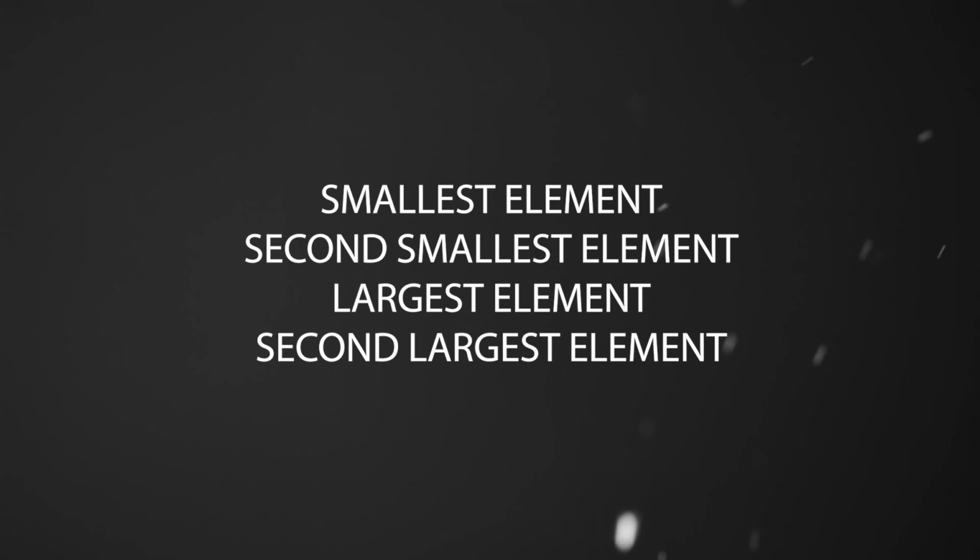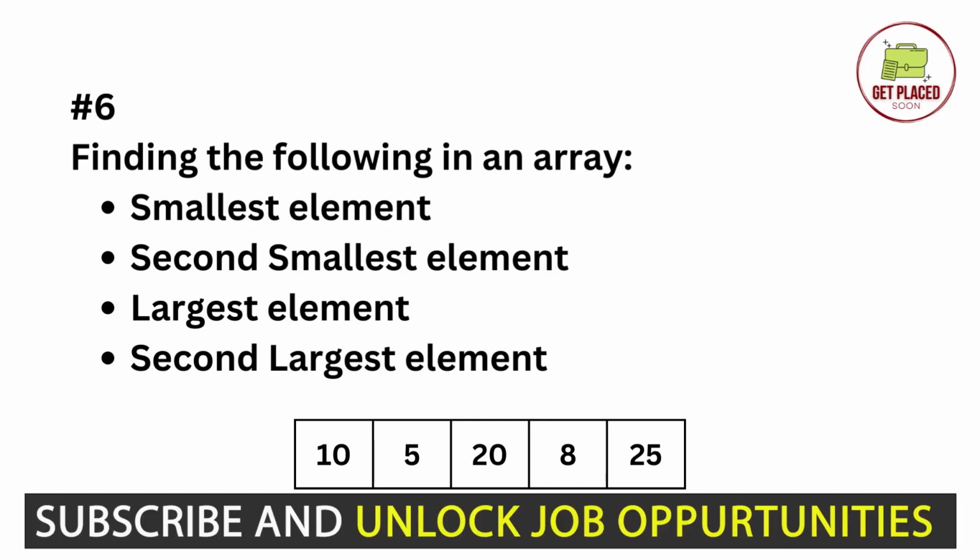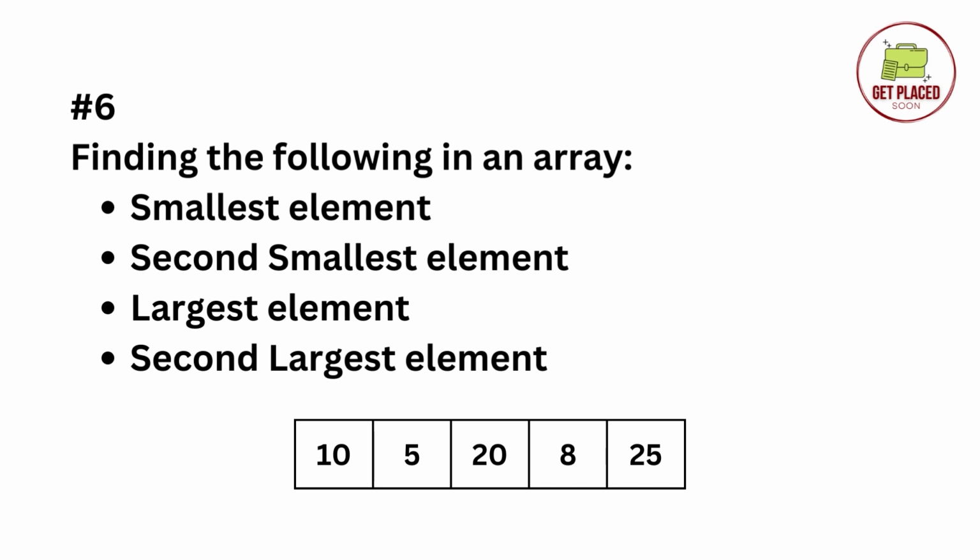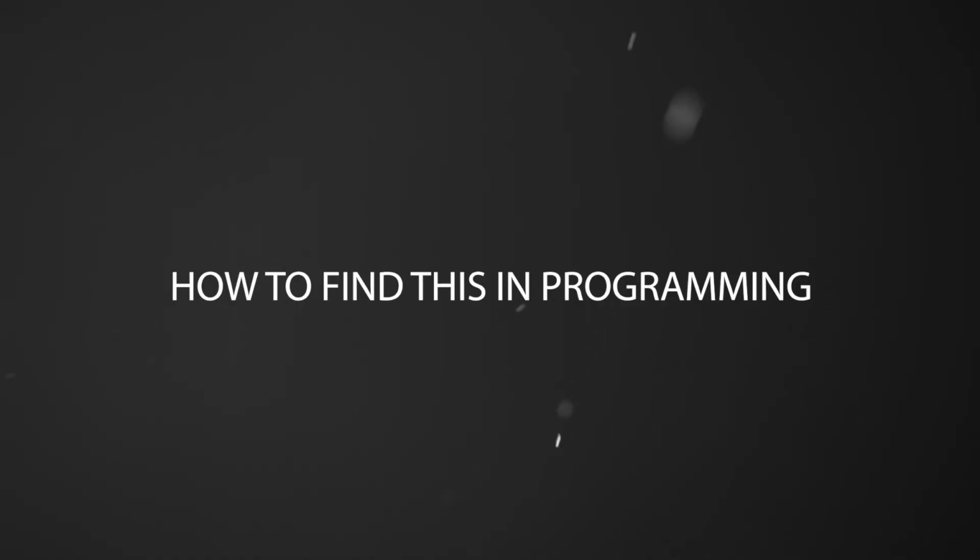In this video, we're going to see how to find the smallest element, second smallest element, largest element and second largest element. Now, in the given array 10, 5, 20, 8, 25, the smallest element is 5. The second smallest element is 8, largest element is 25 and second largest element is 20. You know by looking at this array what is small, what is big, right? But how to find the same in programming?